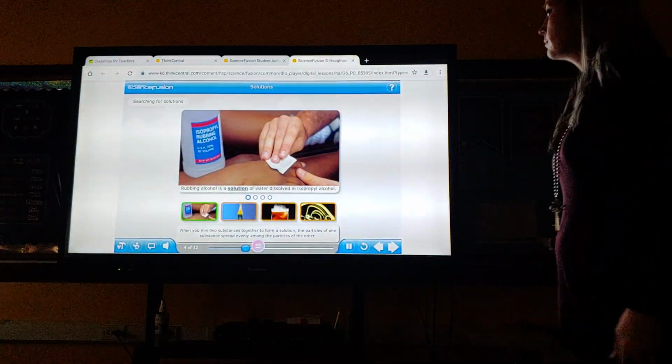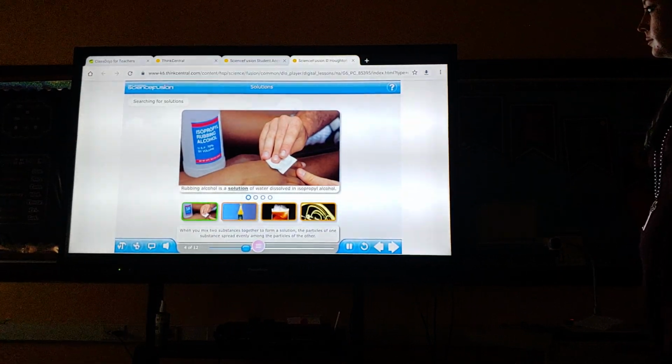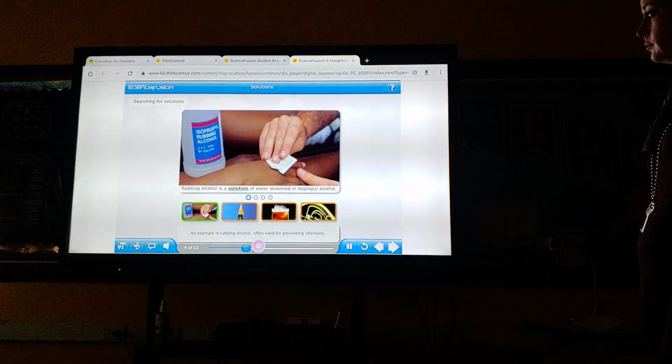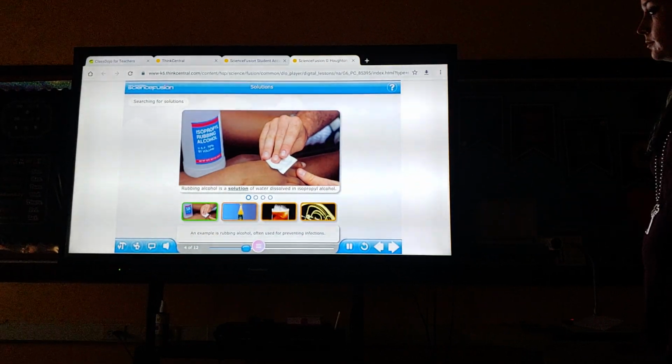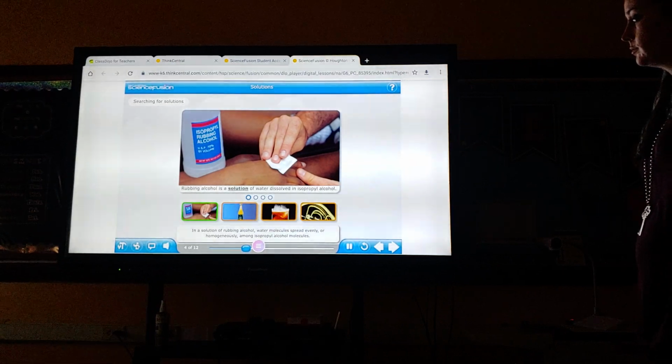When you mix two substances together to form a solution, the particles of one substance spread evenly among the particles of the other. An example is rubbing alcohol, often used for preventing infections. In a solution of rubbing alcohol, water molecules spread evenly or homogeneously among isopropyl alcohol molecules.